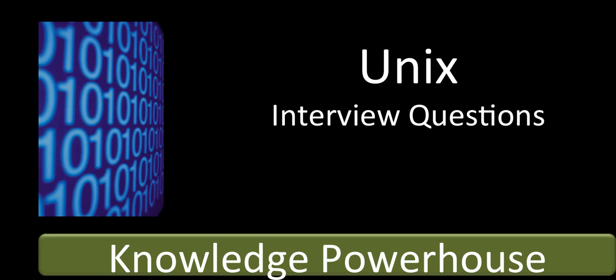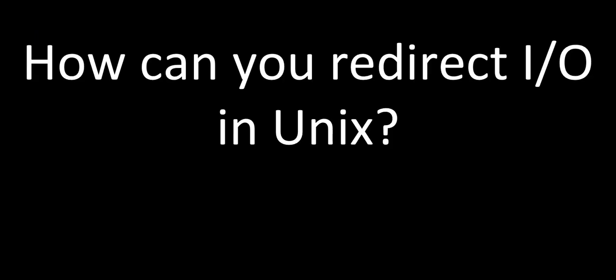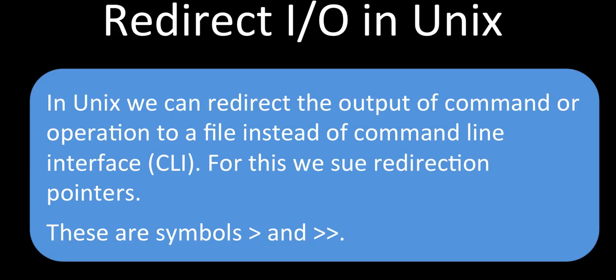Let's go on to the next question. How can we redirect IO in Unix? So IO is input output. So if we have a user input output, how can we redirect to different streams, different files in Unix? So in Unix, we have multiple options to redirect the output of a command or the operation to a file.